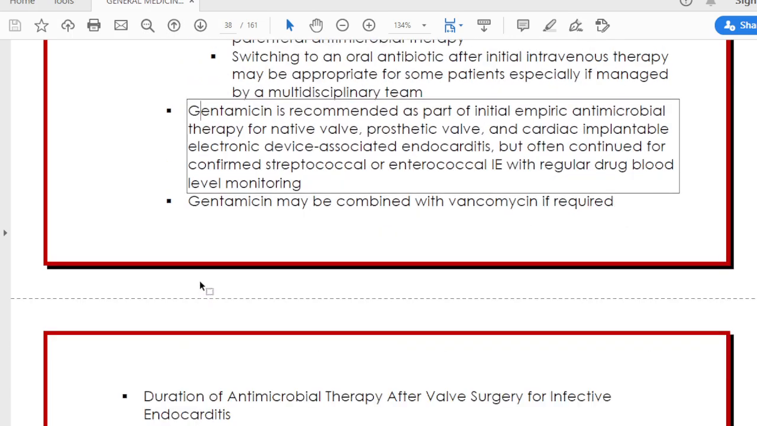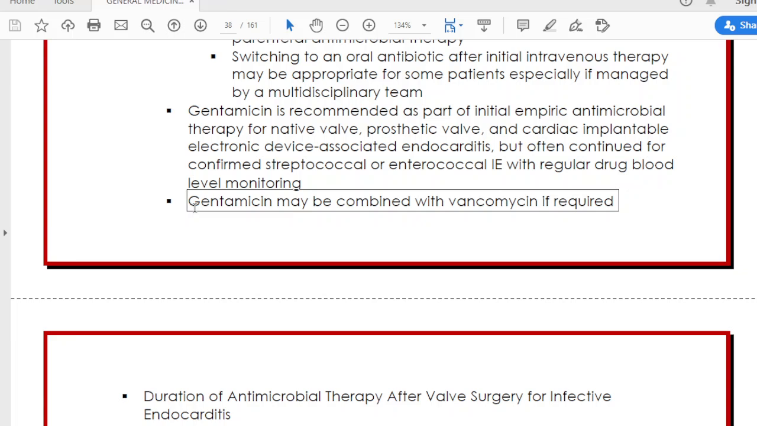Gentamicin is recommended as part of initial empiric antimicrobial therapy for native valve, prosthetic valve and cardiac implantable electronic device associated endocarditis, but often continued for confirmed streptococcal or enterococcal infection, with regular drug blood level monitoring. Gentamicin may be combined with vancomycin if required.